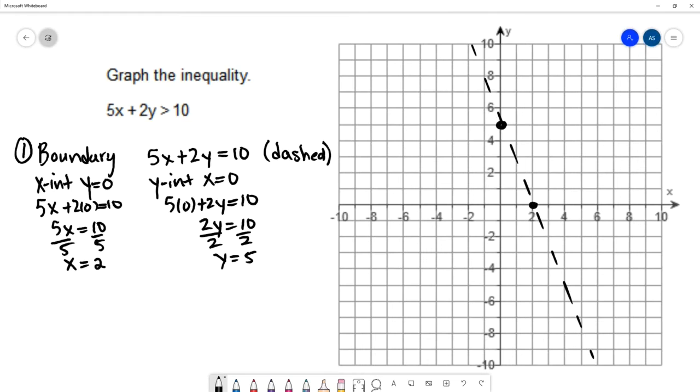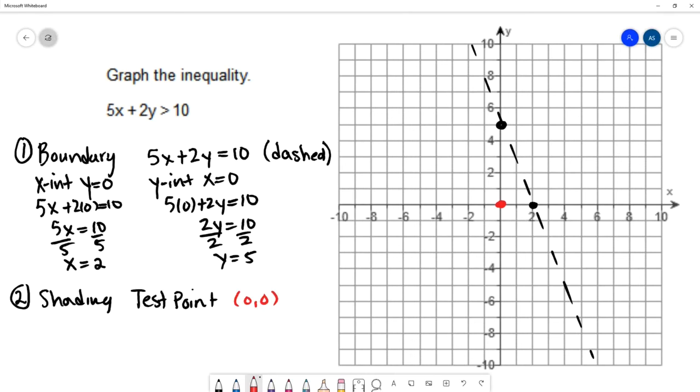Once we've drawn the line, then we're going to figure out the shading. To do the shading, we need to pick a test point. There's only one rule with the test point: it can't be on the line. Most people like to choose 0, 0 as the test point, and 0, 0 is not on our boundary line, so we can use it.